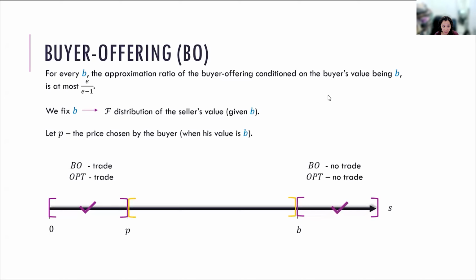Now in the final region, the value of the seller is between P and B. And here the buyer offering mechanism will not trade the item because the value of the seller is larger than P. However, the optimal allocation will because the value of the seller is still smaller than the value of the buyer, B. So this is the only case where the allocation of the buyer offer mechanism is different than the optimal allocation. And so this is the only case that might be problematic. So we'll focus on it.